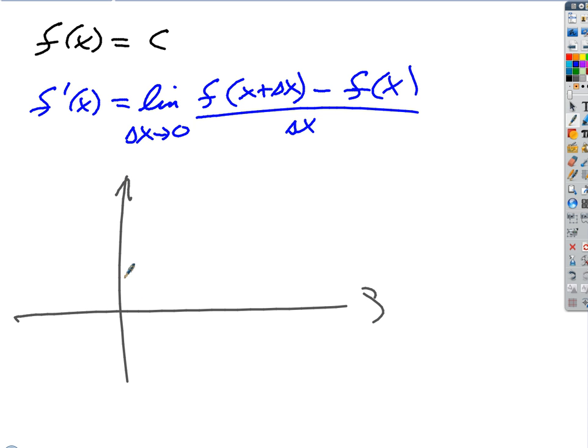If our function is f of x equals c, or y equals c, what does that look like? The horizontal line, yeah. It's just a horizontal line with the y-intercept of c. And so no matter what value of x I plug in, I know the y value I'm getting back is always c, isn't it? And so this is just equal to c minus c over delta x, and I need to write that as a limit.